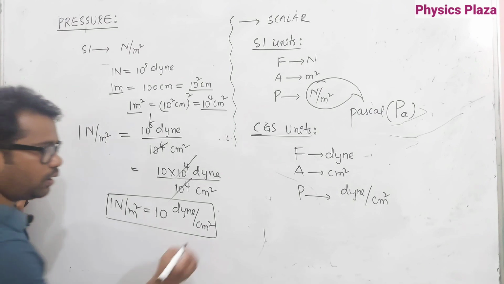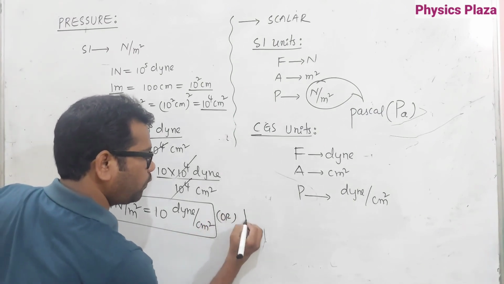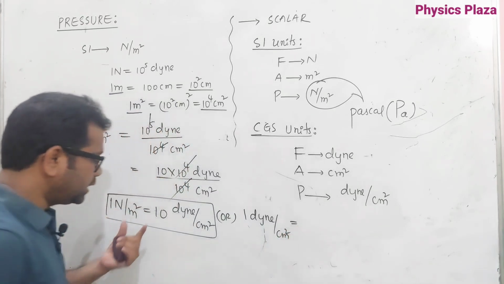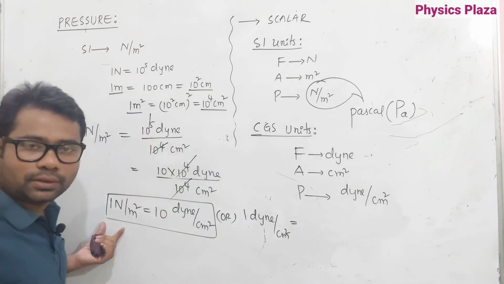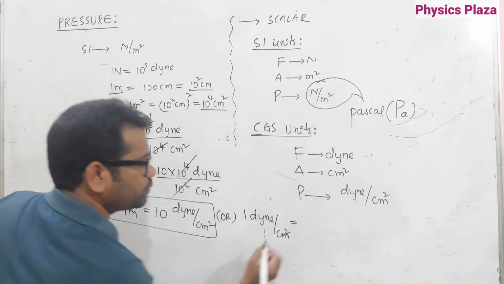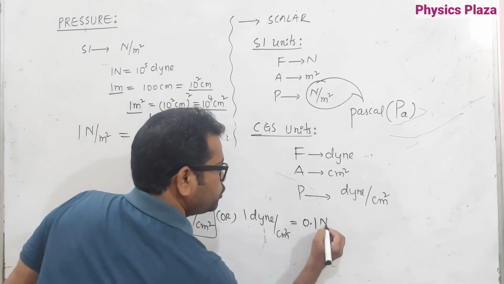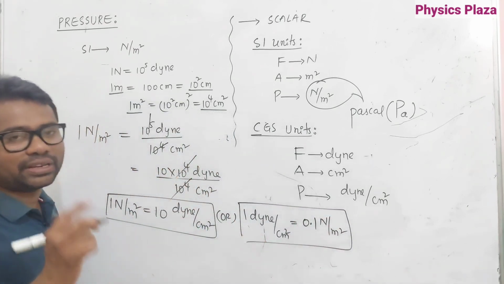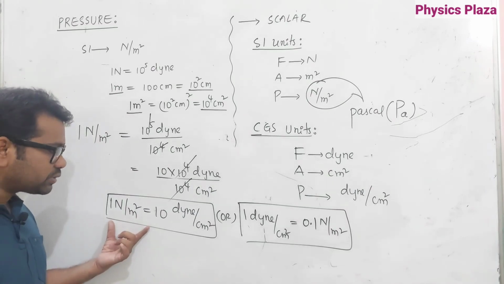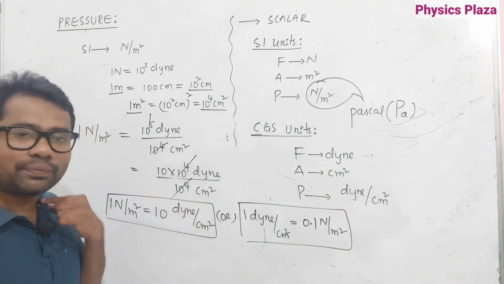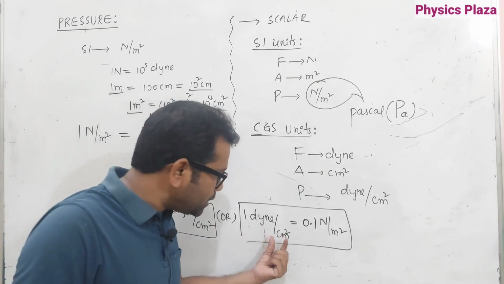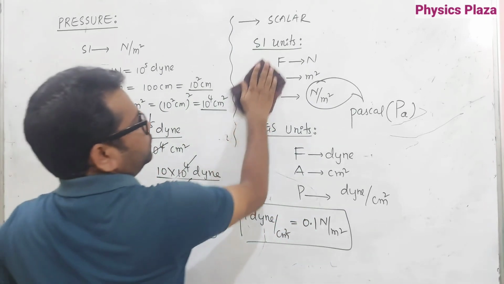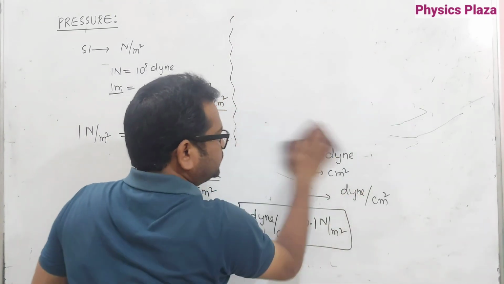Very important. Or 1 dyne per centimeter square is equal to, children, what happens? This 10 will go to the other side, meaning it will become 1 by 10. 1 by 10 is how much? 0.1 Newton per meter square. Got it? It's very important. 1 Newton per meter square is equal to 10 dyne per centimeter square, whereas 1 dyne per centimeter square is equal to 0.1 Newton per meter square. Just copy it. Fine. Now we discuss Pascal.